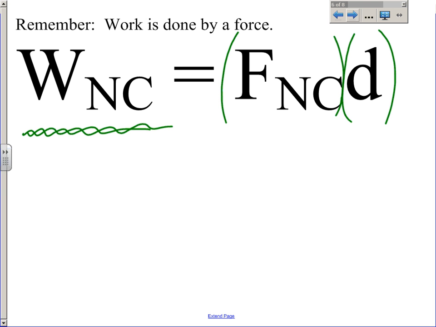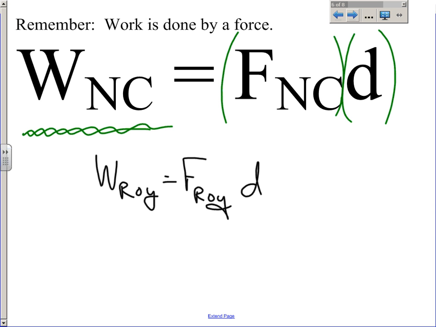Technically, it's the displacement. I probably should have written triangle X there, but most books use a D. So this looks a little bit weird, so let me rewrite this so it's not typed. In that last example, we could say that the work done by Roy was equal to the force that Roy exerted times the distance that he exerted that force over. So let's do this. I hadn't even planned on doing this when I made this video, but check it out. In that last example, here's what we know. We know the work done by Roy was 35 joules.